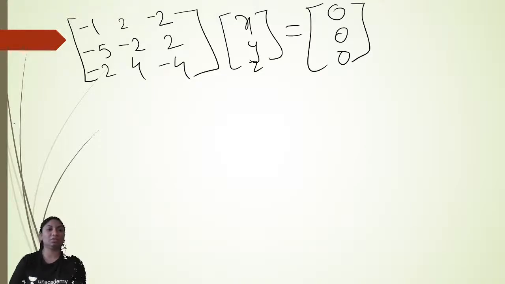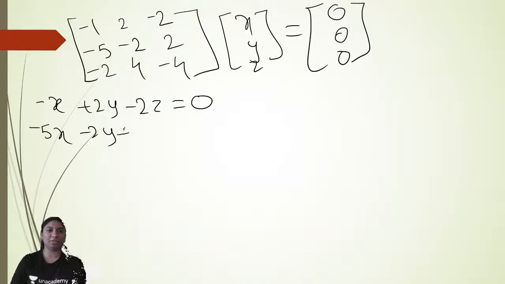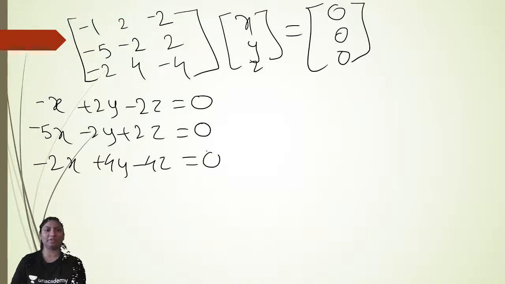Okay. So you will get the system of equations: minus x plus 2y minus 2z is equal to 0, minus 5x minus 2y plus 2z is equal to 0, minus 2x plus 4y minus 4z is equal to 0. Okay. Now, so you will get this equation.